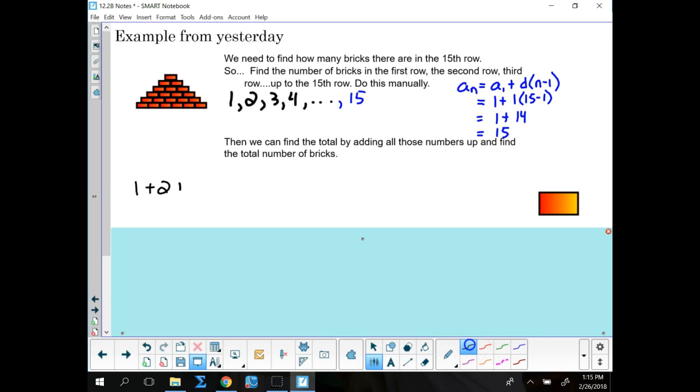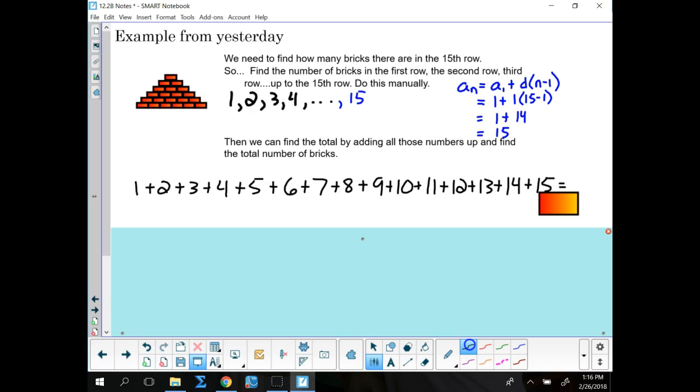1 plus 2 plus 3 plus 4 plus 5 plus 6 plus 7 plus 8, 9, 10, 11, 12, 13, 14, 15, right? 1 plus 2, plus 3, plus 4, plus 5, plus 6, plus 7, 8, plus 9, 45, plus 10, 55, plus 11, plus 12, plus 13, 91, plus 14, 105, plus 15, 120.